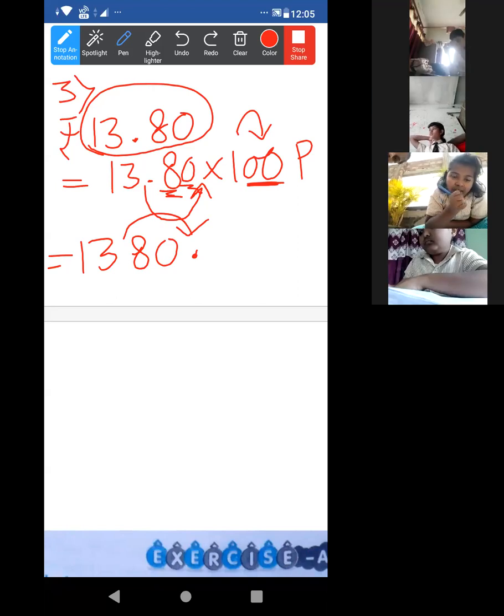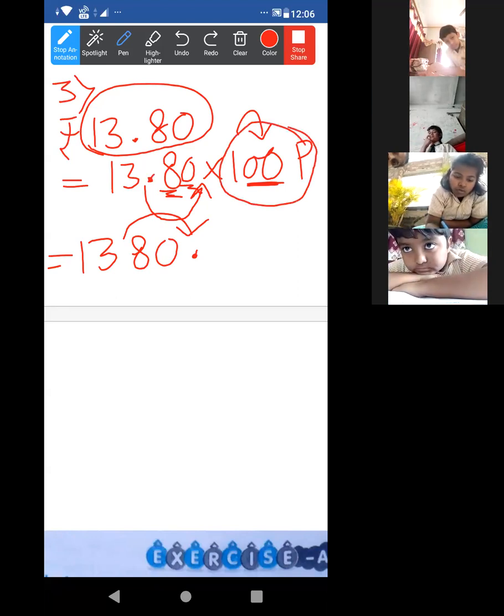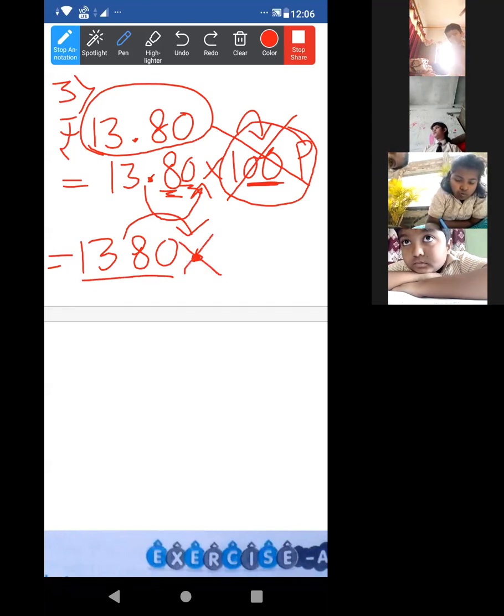Acha, okay. Now, Noras, look at this. When this decimal point is moved, then this 100 will automatically get removed. No need to put the 100. As the decimal point is at the last, no need to put it again also. So it will just be 1380 paise. This 100 will automatically get removed as we are moving the point.